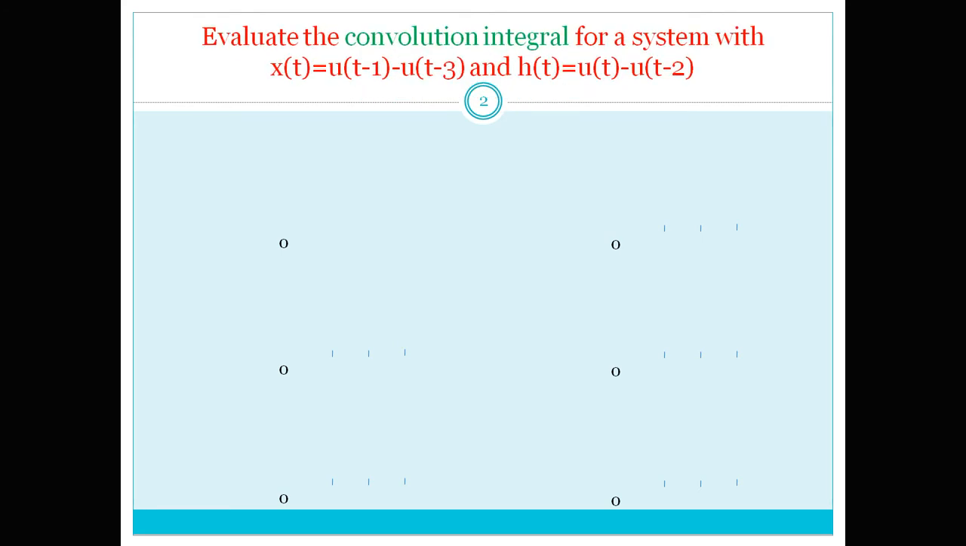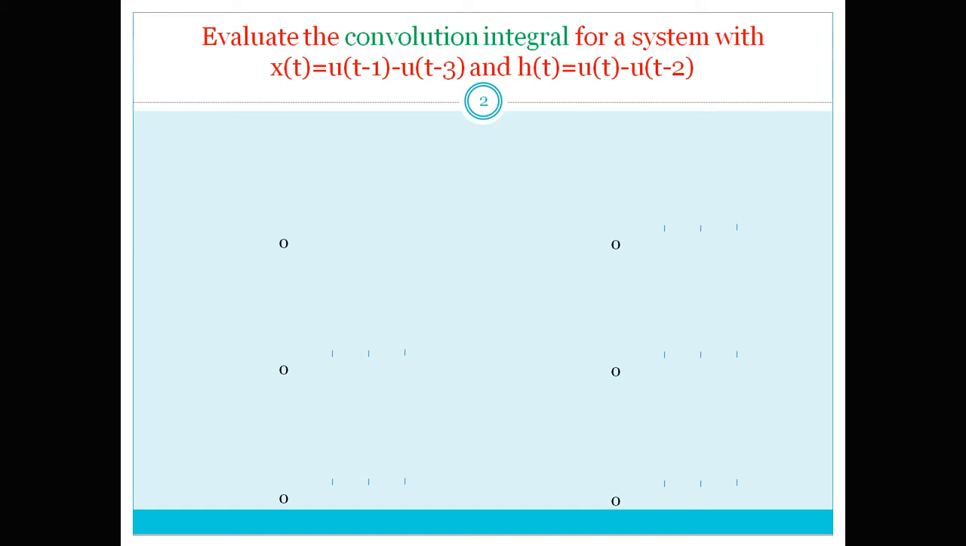This is the question actually. We evaluate the convolution integral for a system with x of t is equal to u of t minus 1 minus u of t minus 3 and h of t is equal to u of t minus u of t minus 2. As we know, u of t is the unit step function. That means this is a continuous signal, so for t less than 0 all values are 0 and for t greater than 0 all values are 1. That is the unit step function.